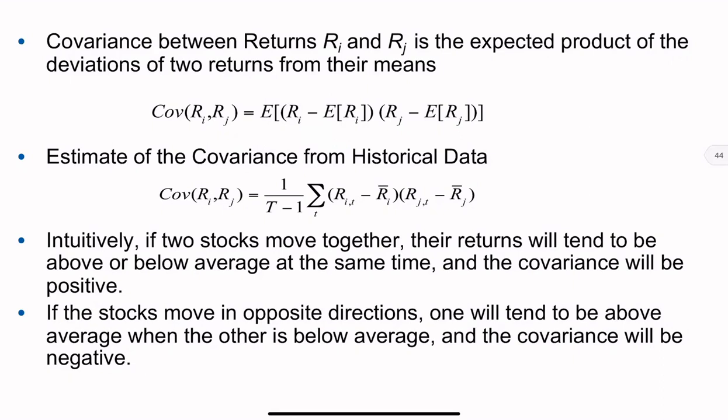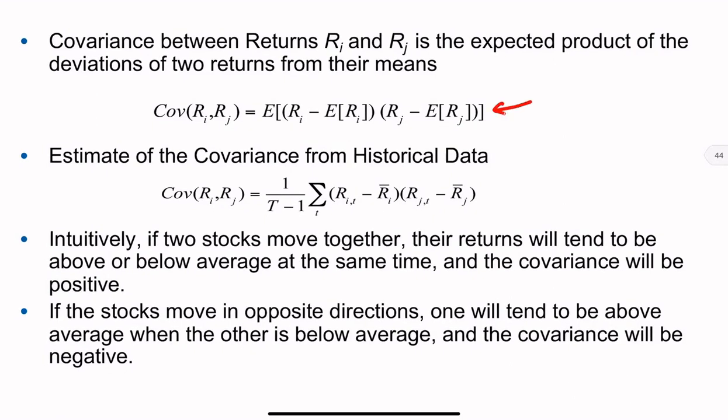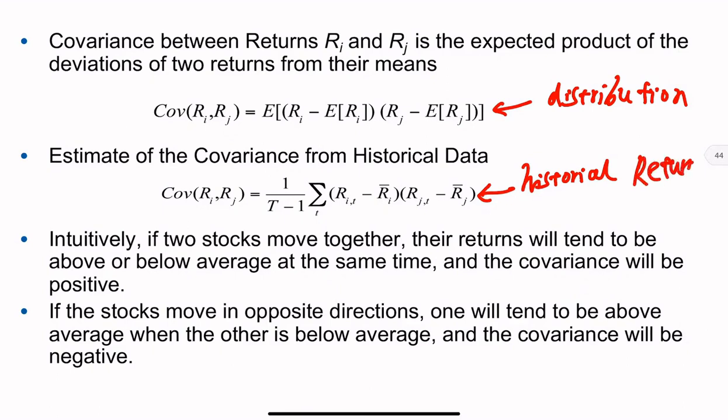To talk about the covariance, we have two cases. The first case is you have a probability distribution, right? In the second case, you have some historical data. Let's call this historical return because it's a finance course. We focus on return here.